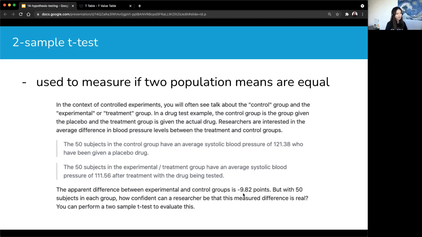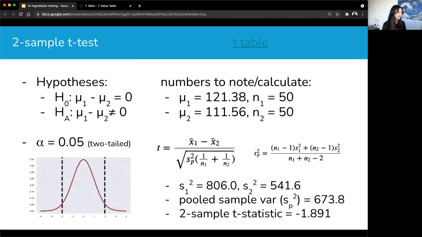Let's figure out whether this measured apparent difference of negative 9.82 is statistically significant or not. And we're going to actually go through the exact same hypothesis testing steps. And they're all on this page, so let's take a look. So first, this is our hypothesis.